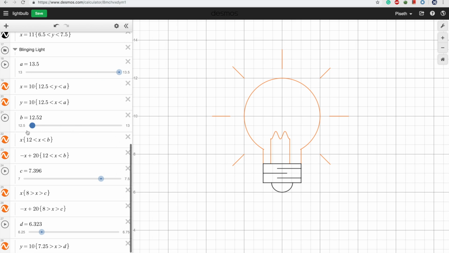And I did this with all the other lines, putting the slider greater than x, so that you can change the length of the line up and down like that. So when you click play, it creates a blinking effect.